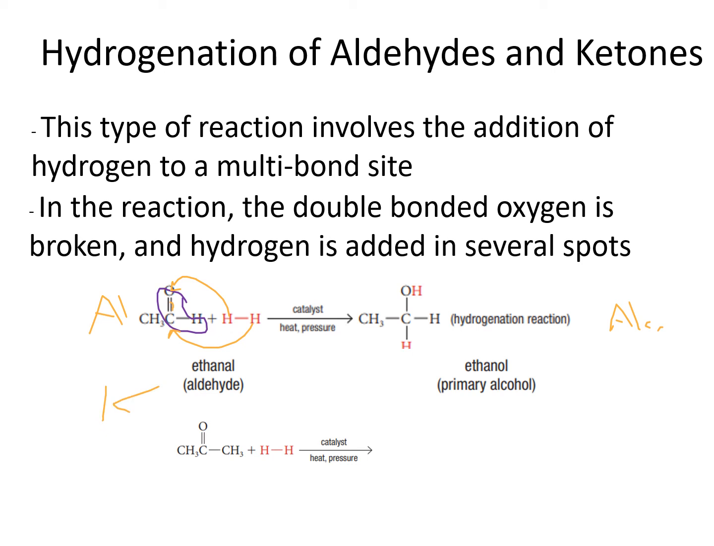And we can also have this occurring with a ketone as well. For this ketone example, again, the hydrogen is going to go to that carbon, the double bond is broken, and we end up with our secondary alcohol.